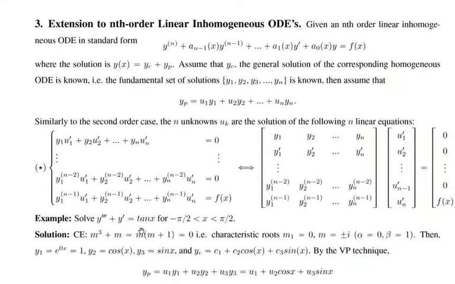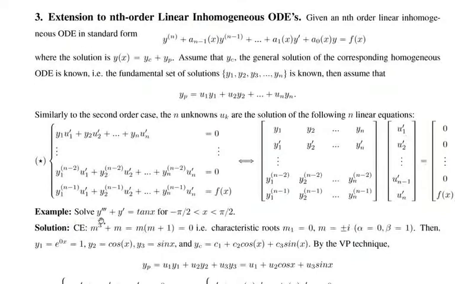And similarly to the second order ODE, the first thing that we need to do is find the solution of the corresponding homogeneous equation. So we need to find the complementary solution. So first I'm going to solve y triple prime plus y prime equals 0. So this is also a third order linear homogeneous ODE with constant coefficients. So we're going to find the characteristic equation, which is m cubed plus m equals 0.